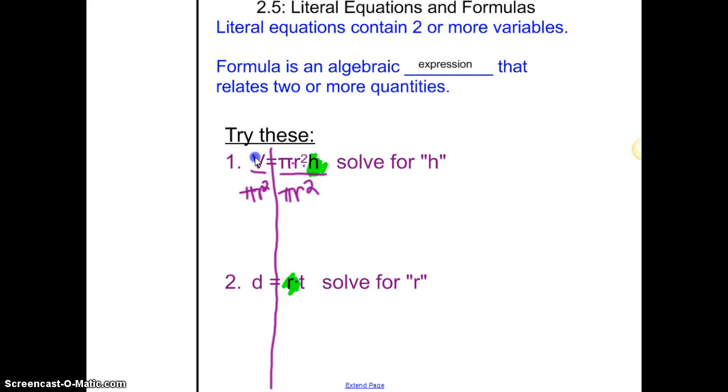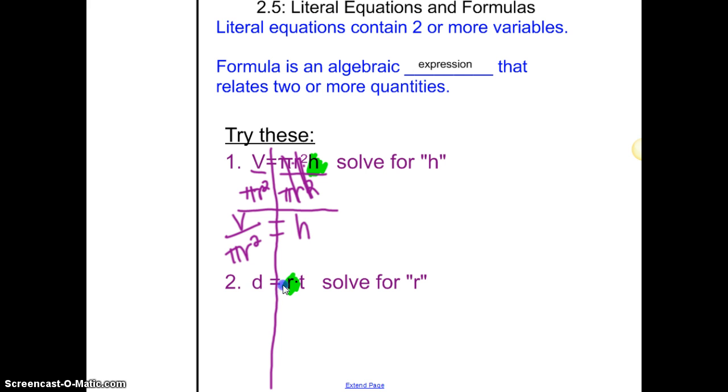So what you're doing is you're taking the volume, dividing it by the area of that base. And this cancels out. Everything cancels. So I'm left with my height is equal to my volume divided by pi r squared, or volume divided by the area of the base.